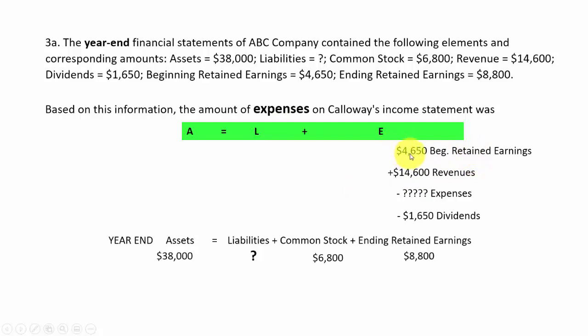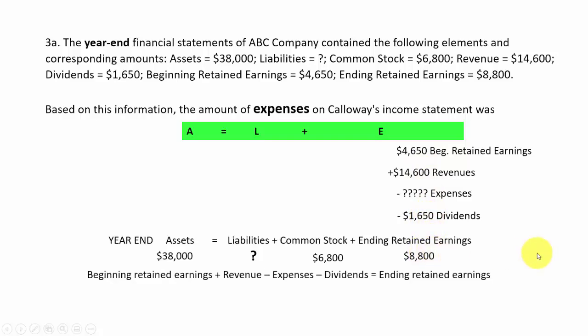If I began retained earnings at $46.50, I had revenues that increased retained earnings by $14.6, expenses that are going to lower retained earnings by I don't know how much, but I do know that dividends were $16.50. That reduces retained earnings, and I also know that the ending retained earnings, after including all of these things, ended up being $8,800, which, like I said earlier, was an increase. So all I've got to do is say 4650 plus 14.6 minus something minus 1650 equals $8,800, and I'll do that.